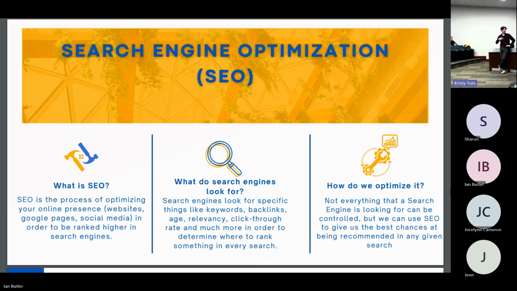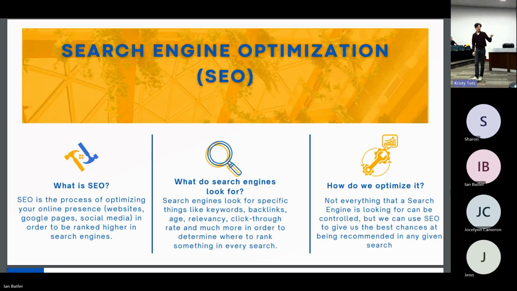A lot of these, like click-through rate and backlinks and keywords, might be a little bit complicated. So if you guys have questions, let me know. I'll be talking specifically about keywords and backlinks. Other stuff like age and relevancy are kind of self-explanatory: the age is how long it's been there, and relevancy is if it's relevant to what they're searching for. Those are also factors. So like I said, any questions, let me know.